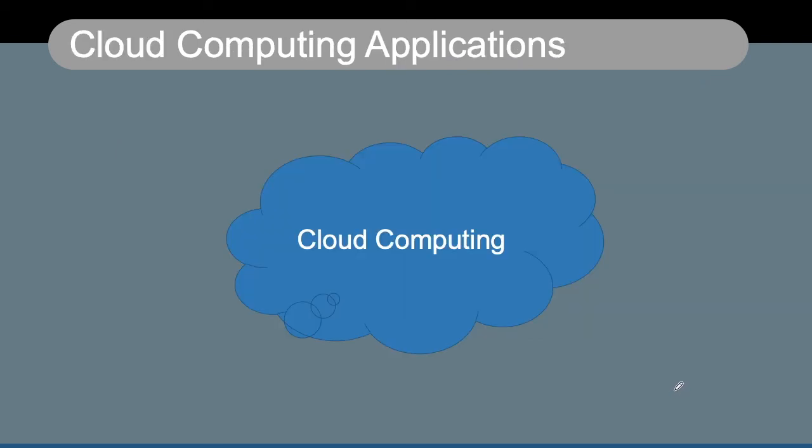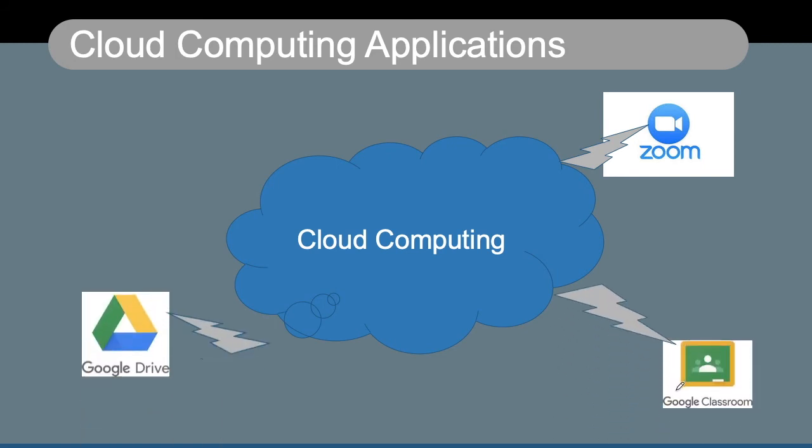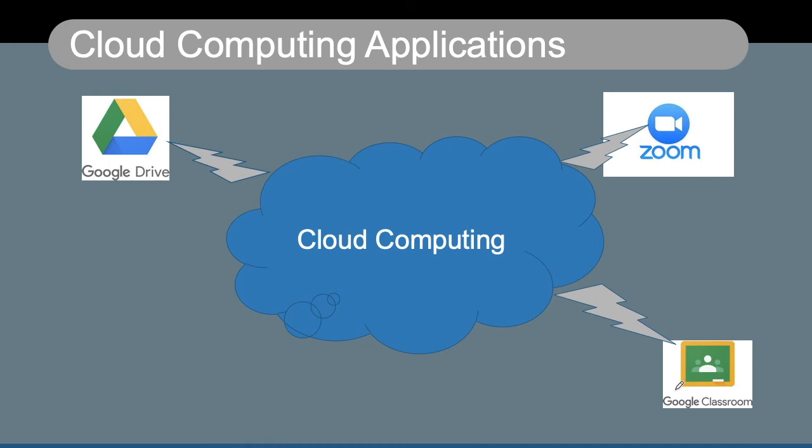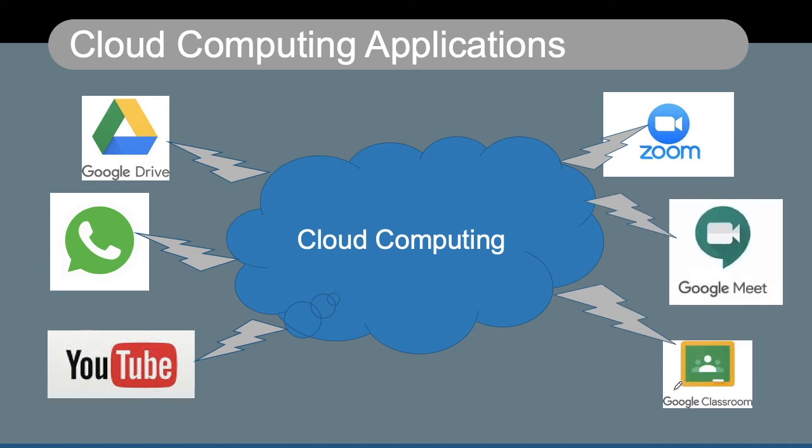Now, what are the typical applications for cloud computing? Today, almost every application we use in daily life is mostly hosted on cloud computing. Some examples: Zoom, Google Classroom which we use for online classes, Google Drive where we store our files, WhatsApp which we use on a daily basis, YouTube where we stream videos daily, and applications like Google Meet. Almost every application we use on a daily basis is hosted on public cloud infrastructure.